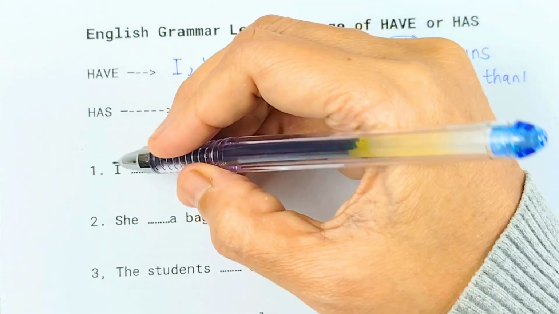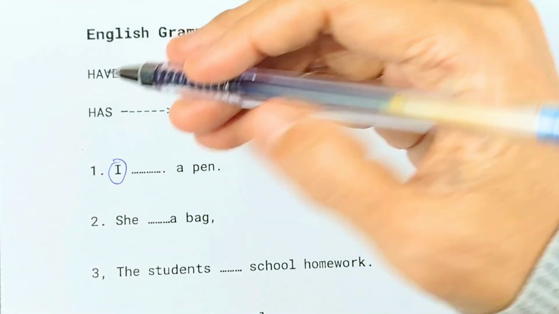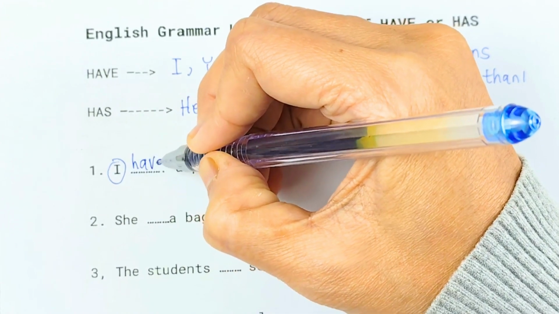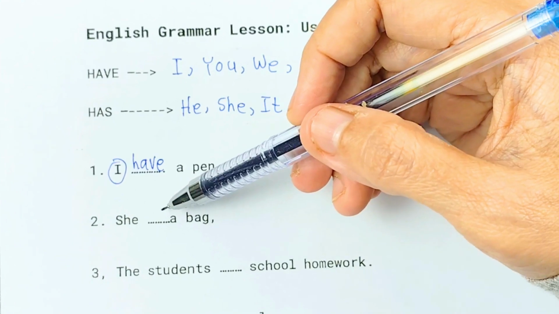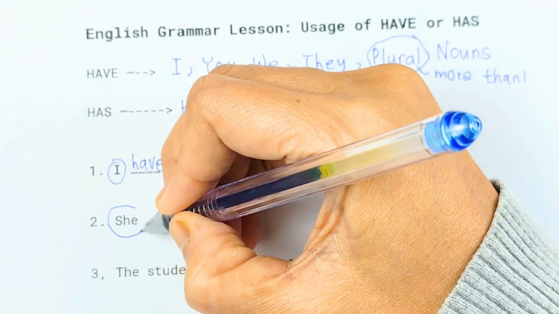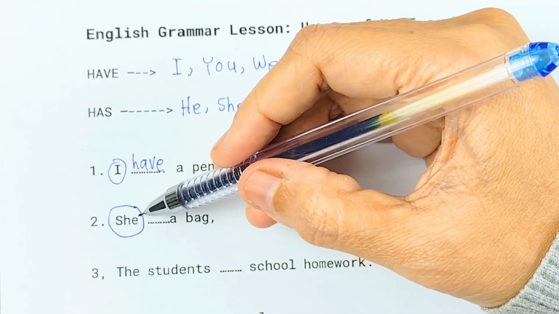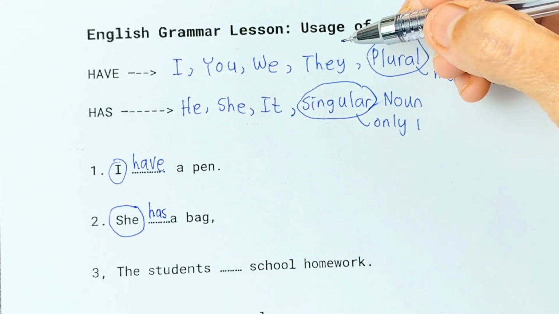Number 1, I blank a pen. What is the subject? I. So if the subject is I, we have to answer have. I have a pen. Number 2, she blank a bag. What is the subject? She. So we have to answer she has a bag.